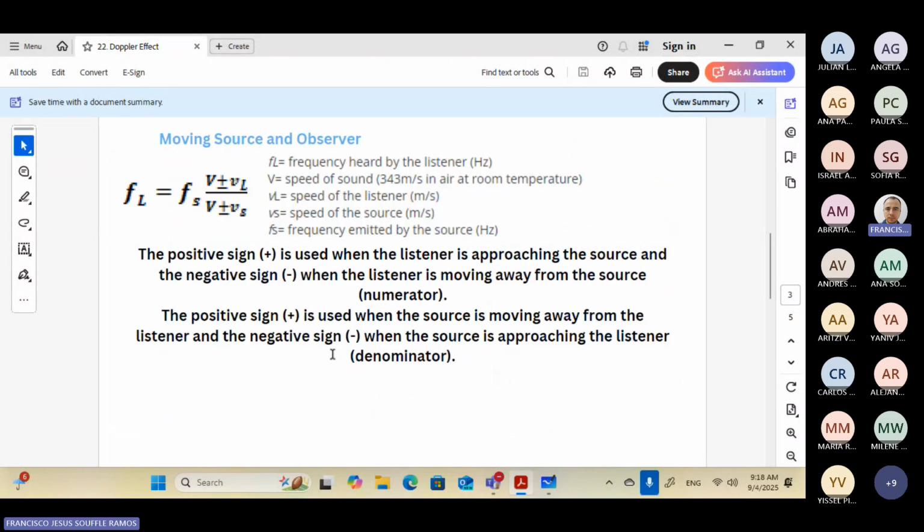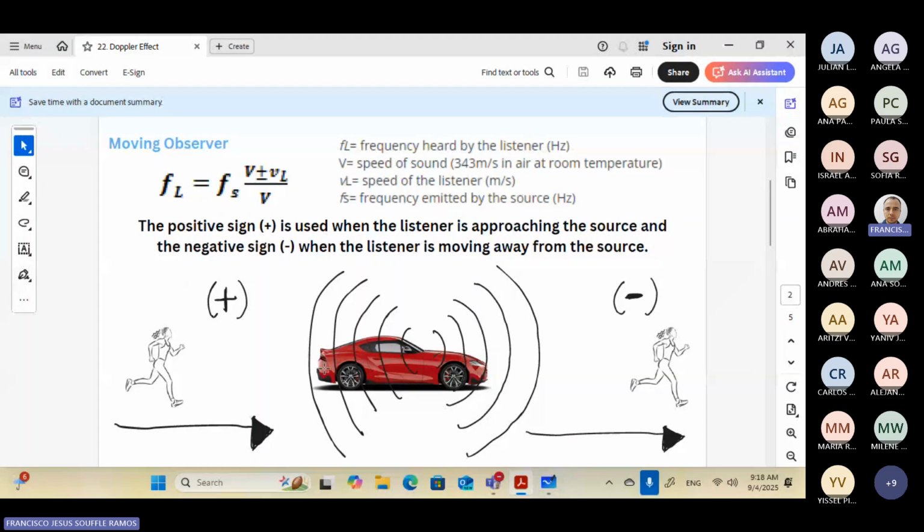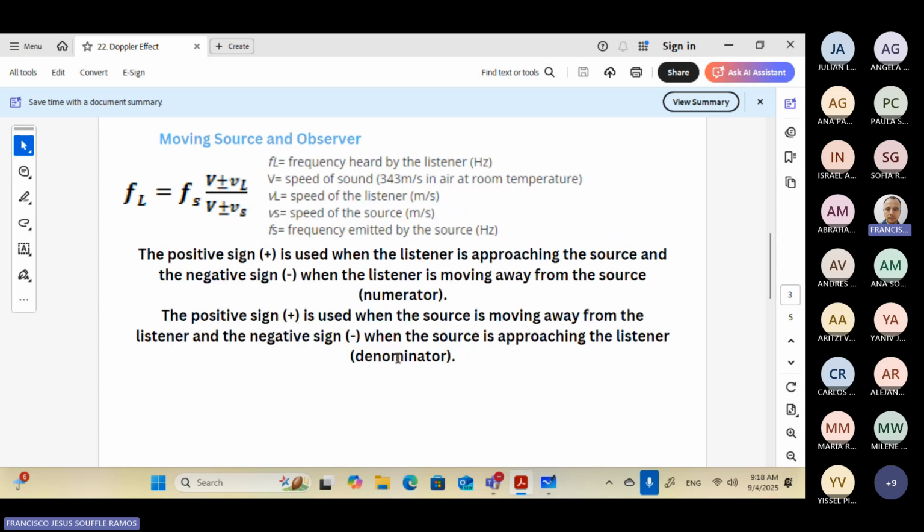This one is the one that is complicated because now both are moving. Imagine that now you are running, like in this situation, but the car is also moving. So both the source that is making the sound and you that are listening are moving. So that situation is the complicated one. So we have two negative and positive signs in the numerator, and in the denominator right here, we have the velocity of the listener, we have the velocity of the source.